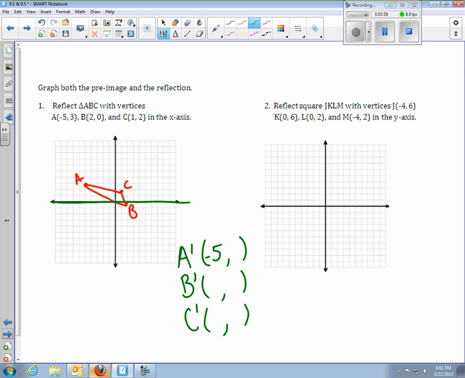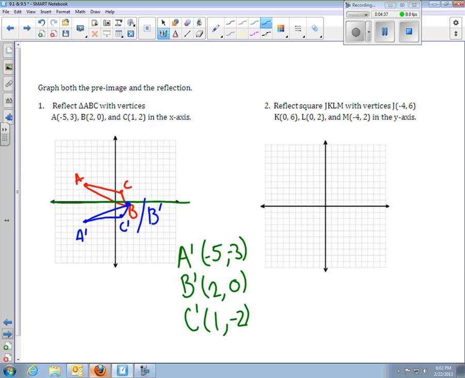So we have -5, -3, 2, 0, and because that B point won't change because 0 was neither a positive or negative, and then 1, -2. So if we go ahead and graph our new image, I'm going to do that in blue for us, -5, and now instead of up 3, we're going to go down 3, A prime. B is still in the same spot, so it's B and B prime, and now C is over 1 and down 2, so C prime.